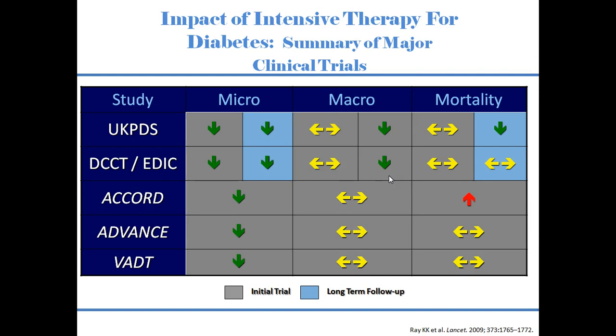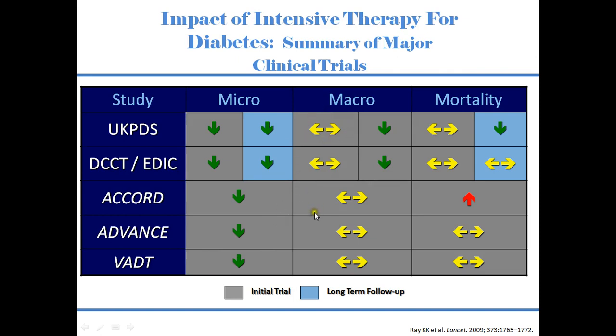So what is the impact of intensive therapy for diabetes? There have been several trials which have been done the world over. The major trials are UKPDS, DCCT, ACCORD, ADVANCE and VADT. They are mentioned in your books. You can go through them. The main thing we have come to know is that by intensifying therapy there is a very good effect on the microvascular complications. So all microvascular complications are controlled by intensifying the therapy for diabetes.